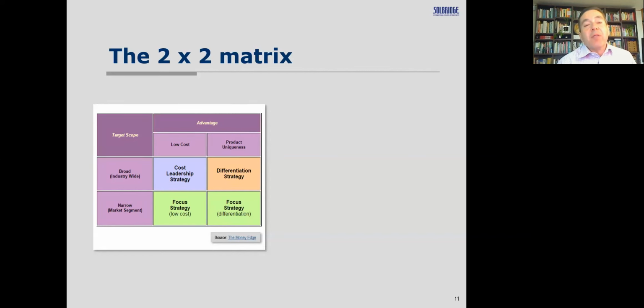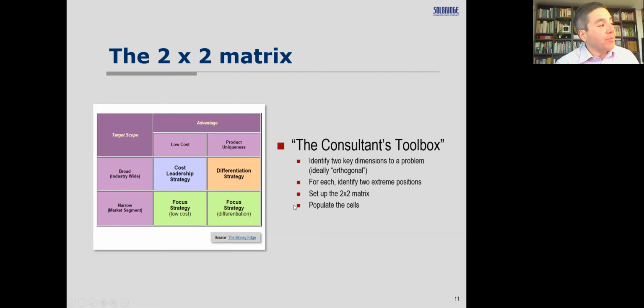And so if you have a low cost, wide market strategy, roughly speaking, it's a cost leadership strategy. If you have a unique product and a broad industry-wide market, that would be a differentiation strategy. A narrow market segment, low cost, would be a low cost focused strategy. And a narrow market segment, unique product, would be a product differentiation focused strategy. So these 2x2 matrices are very important.